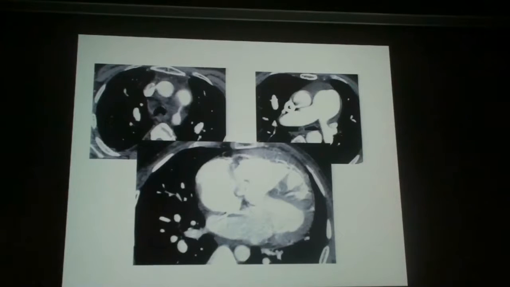Okay. So the interns, the residents, what do you think? Something is abnormal here. What is abnormal? You're right. There's this tubular connection between the descending aorta and the pulmonary artery. How is it called? It's a patent ductus arteriosus. Okay, it's abnormal.